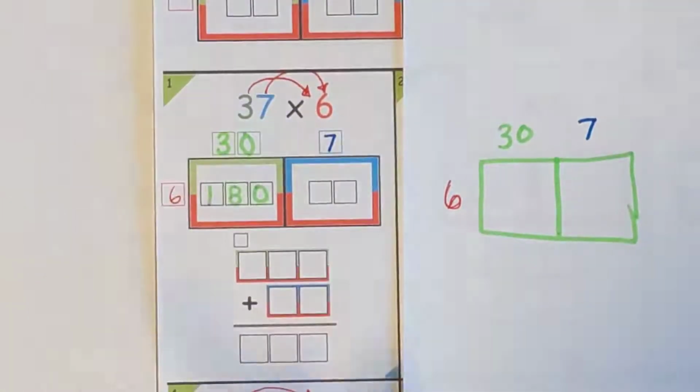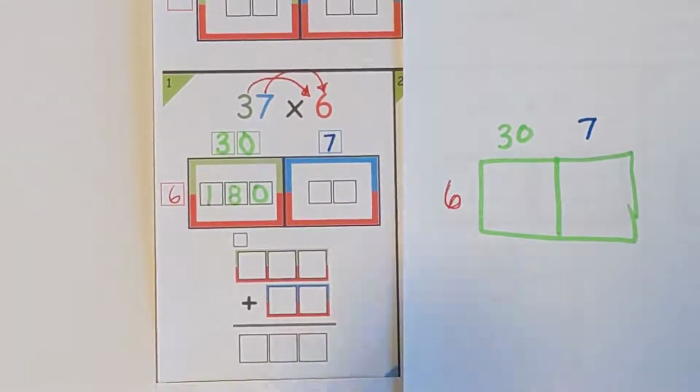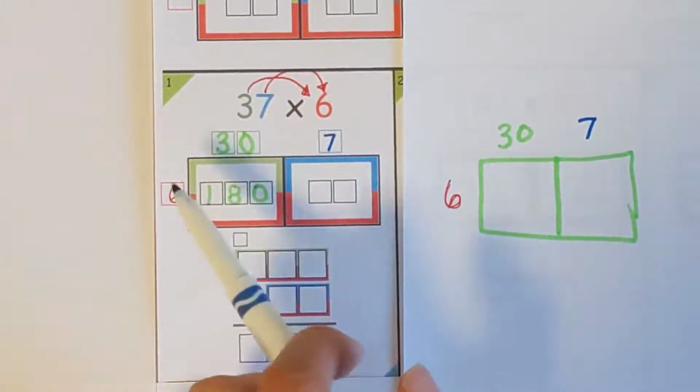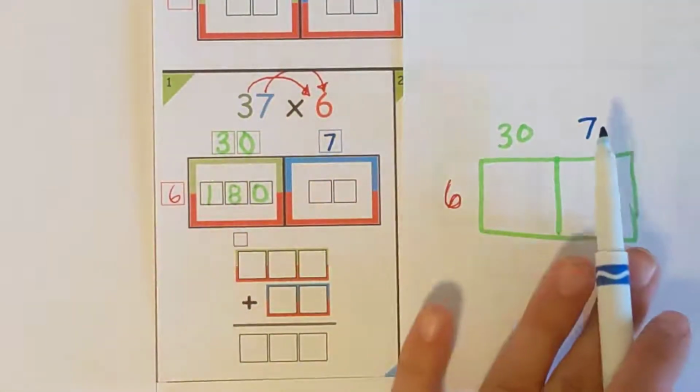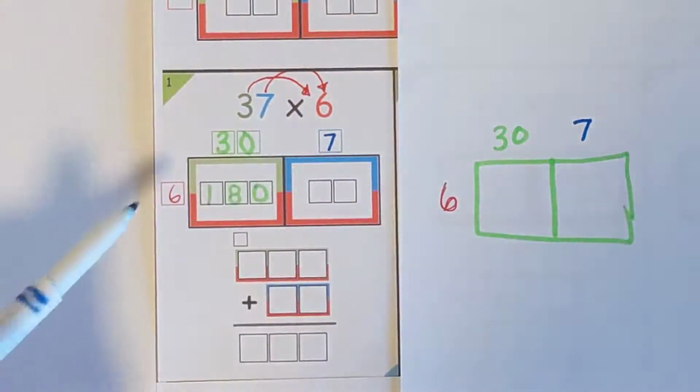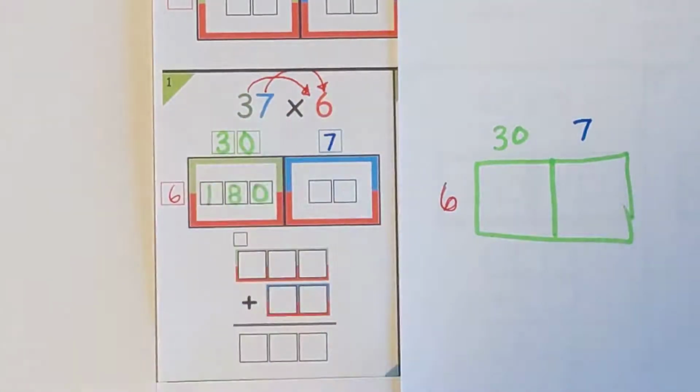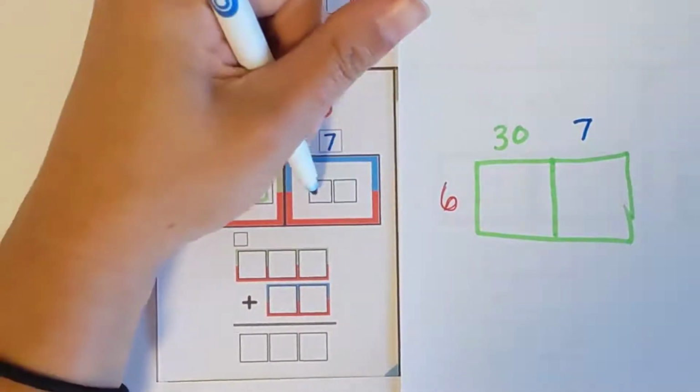And then here we'll do 6 times 7. So this is a good time to know your multiplication facts. This is one of the reasons why we memorize them, because it makes things like this so much easier, but you can also use a times table or something like that if you need it. But 6 times 7 is 42. So we're going to put that right here.